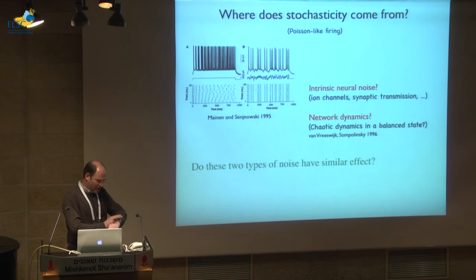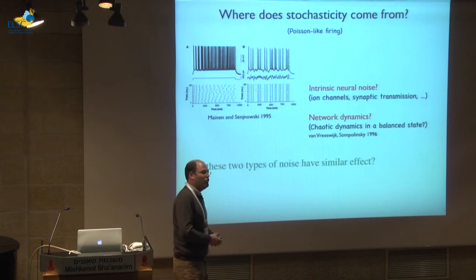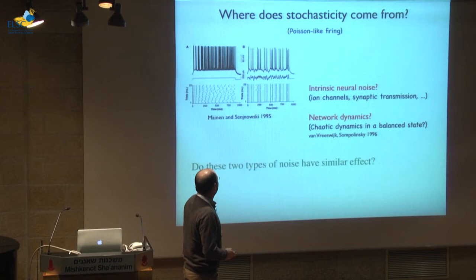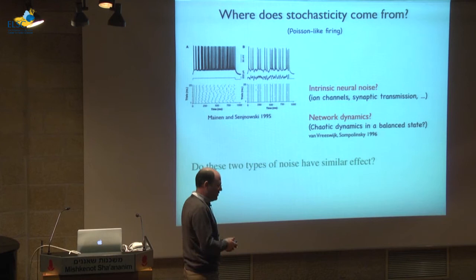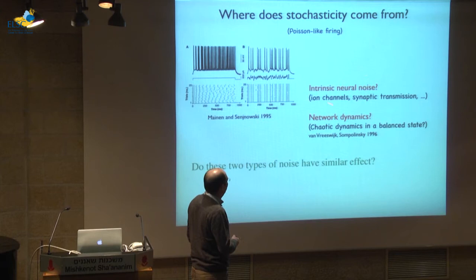Okay, the last topic that I'm going to talk about relates to a deep question in many brain areas, and this is: where is the noise coming from? In cortical brain areas, we know that neurons are firing similarly to Poisson processes. They seem very, very variable, either exactly Poisson or similar to Poisson. And we might imagine that this comes from intrinsic noise within the neurons, from stochasticity of the ion channels, from stochasticity of the synaptic transmission.